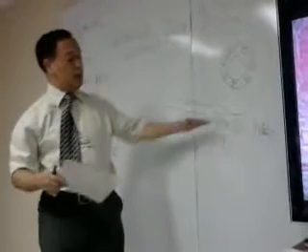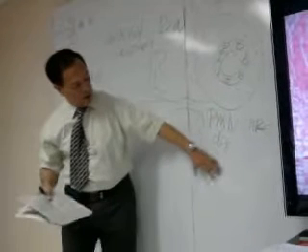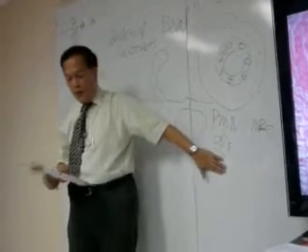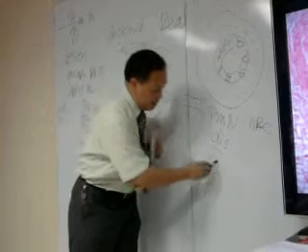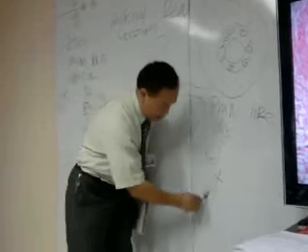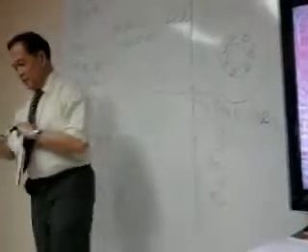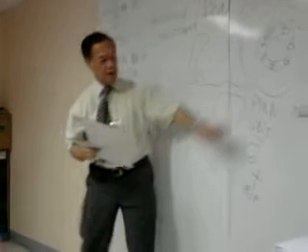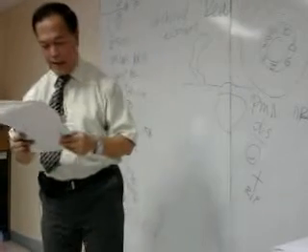Incomplete answers get zero. If you write this down, sometimes you can also write this down. What is this? That's also an acceptable answer. So, things that I can understand.